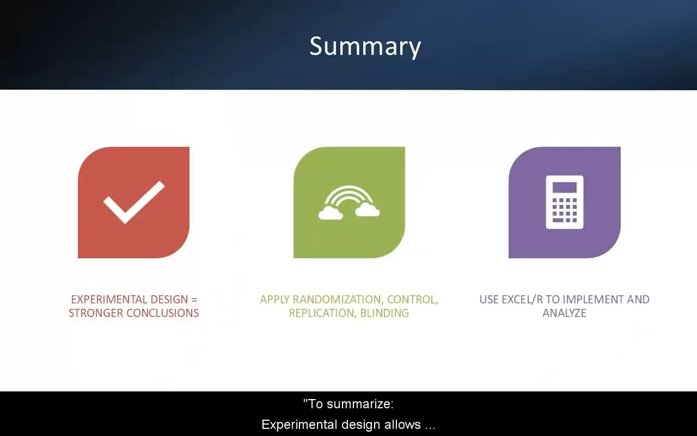To summarize, experimental design allows us to make stronger causal conclusions. Randomization, control, replication, and blinding are critical. Tools like Excel and R can support design and analysis. Choose your design carefully, based on goals, ethics, and feasibility.